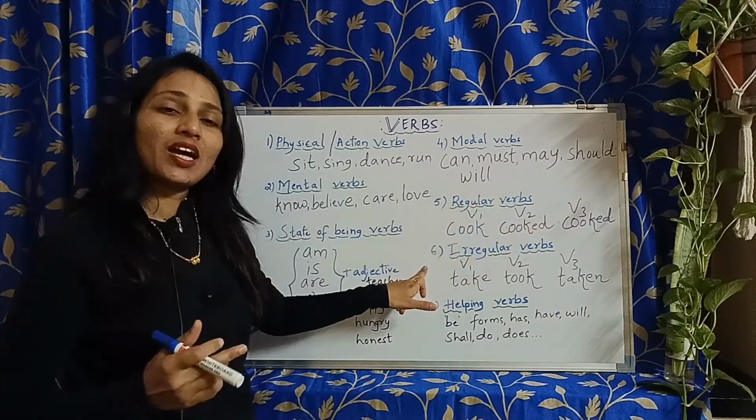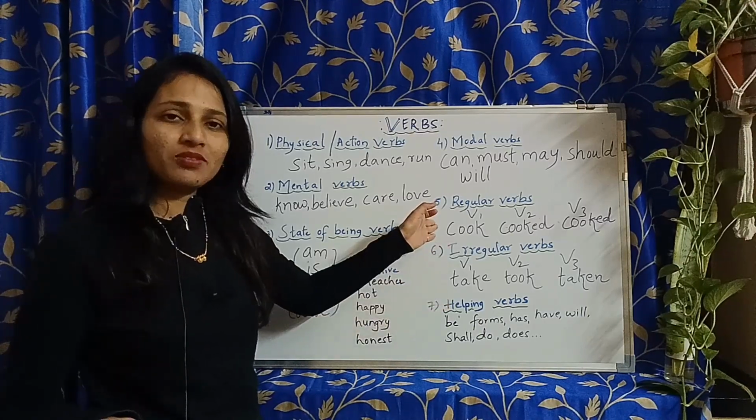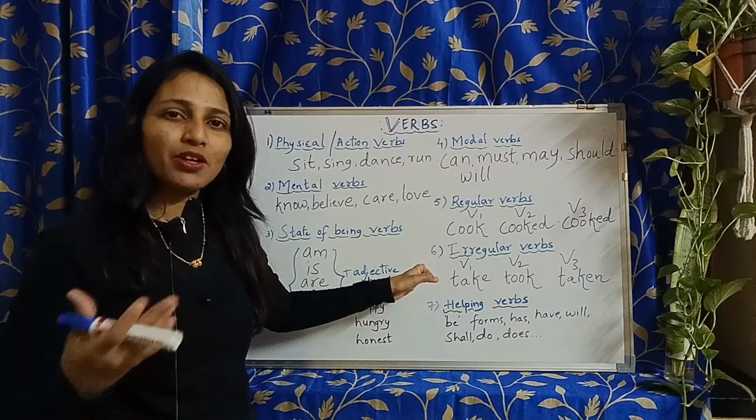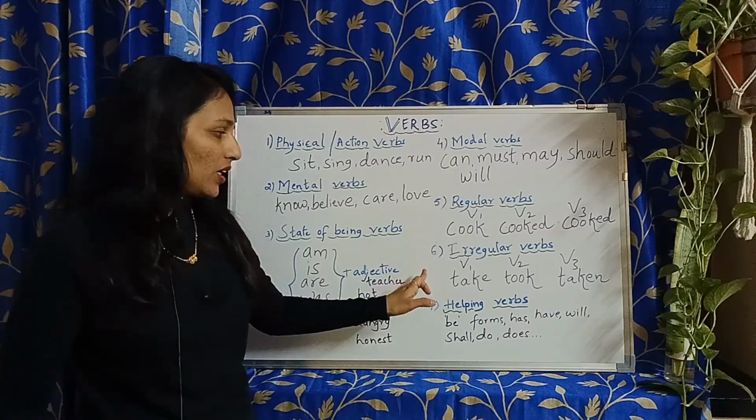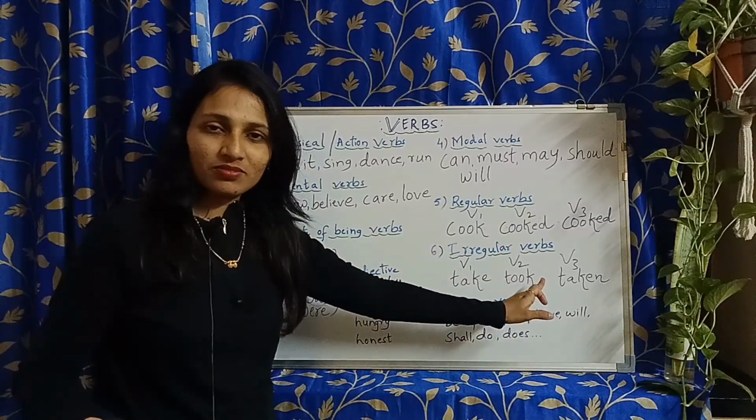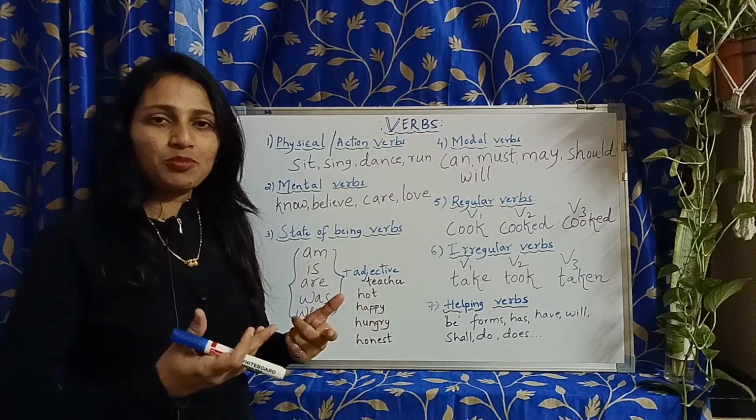Then up, we have irregular verbs. They are just opposite to your regular verbs. Irregular verbs, they don't have ed forms. For example, take, took, taken. They keep changing. They don't have ed form and they keep changing.